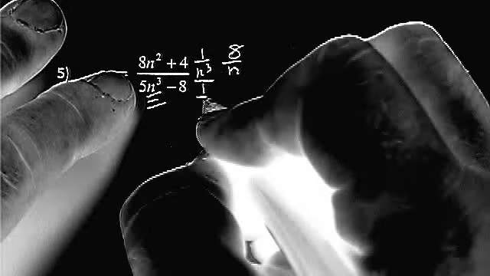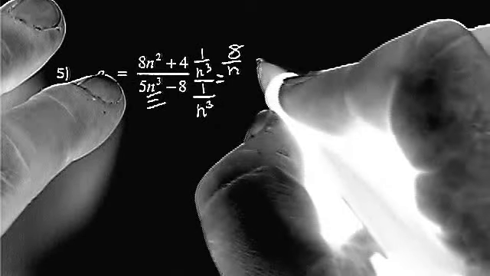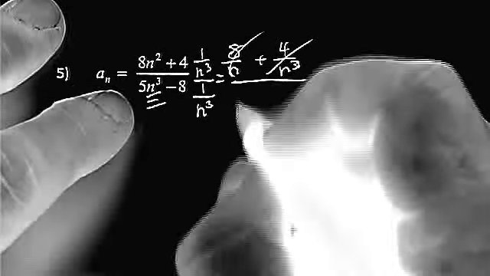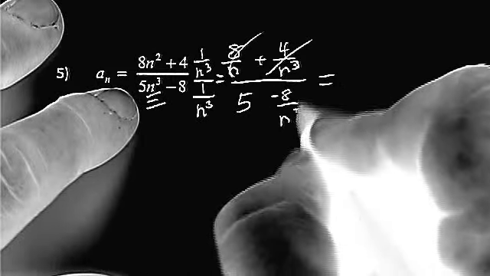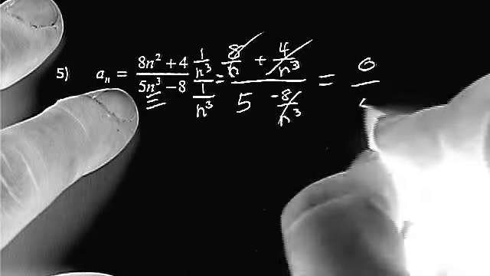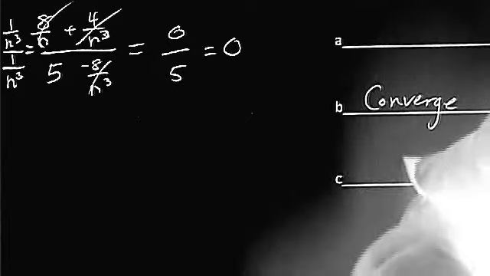When you divide everything top and bottom by n cubed, that becomes 8 over n, right? So 1 over n cubed, 1 over n cubed, top and bottom. We would get 8 over n, we would get 4 over n cubed. Obviously, both of those things are going to be disappearing to 0 pretty doggone quickly. We get 5 and minus 8 over n cubed. That's going to disappear to 0. So we're left with 0 over 5. We know that's going to be 0. So we are converging, and we're converging to 0.